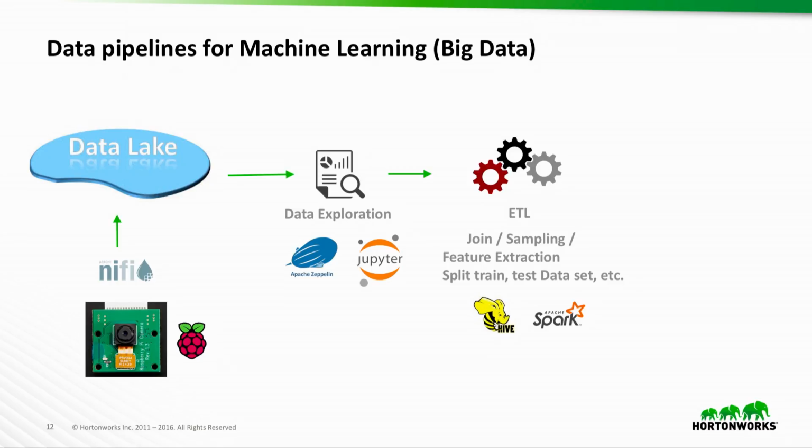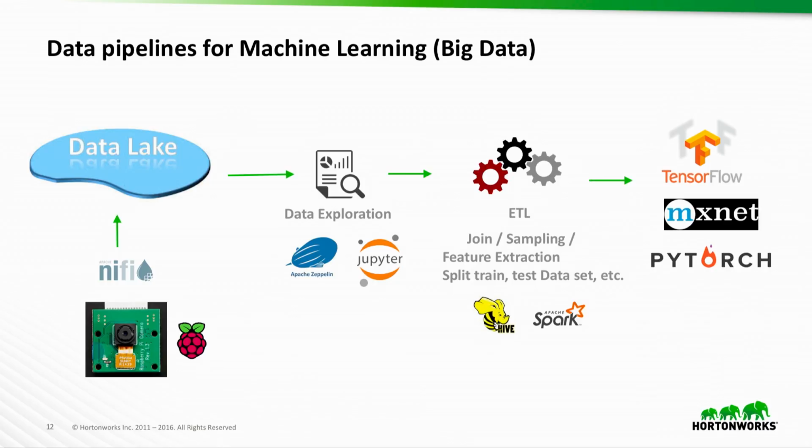Once the data scientist has some basic understanding of the data, they can define the ETL pipelines. For example, they need to use Hive or Spark to do the join, sampling and feature extraction, and we need to split the training and test data for the later training. Once all this is done, it goes to the deep learning frameworks to do the training.